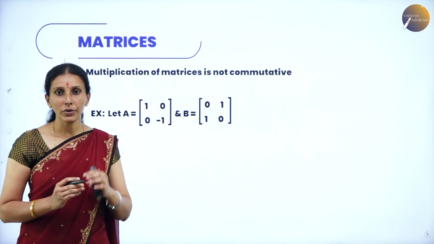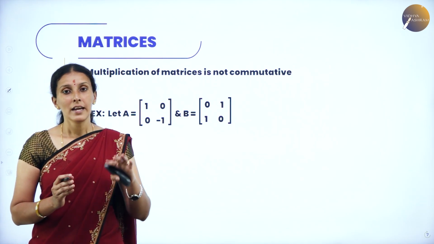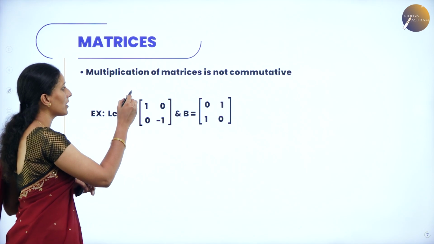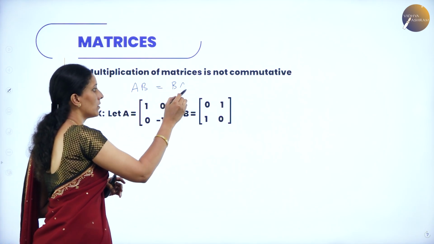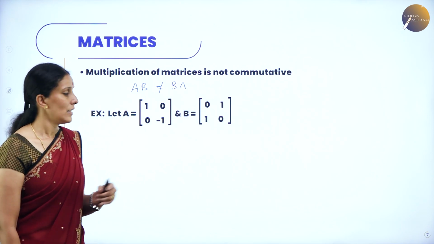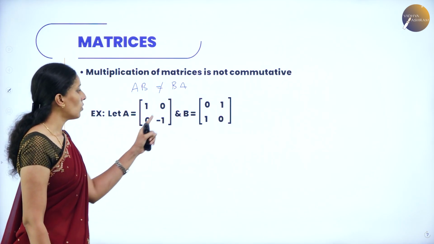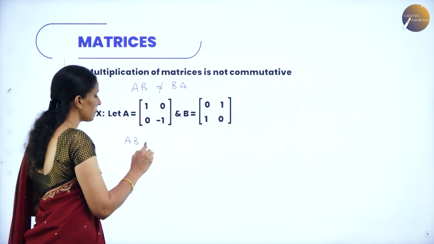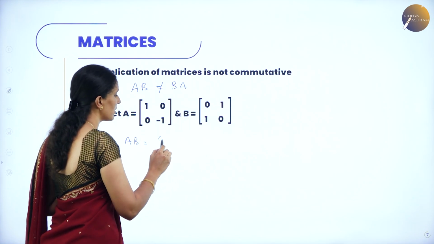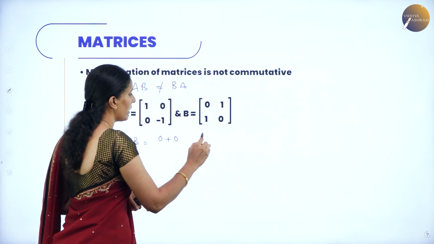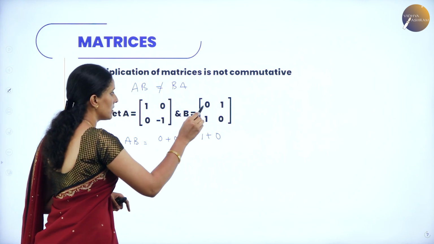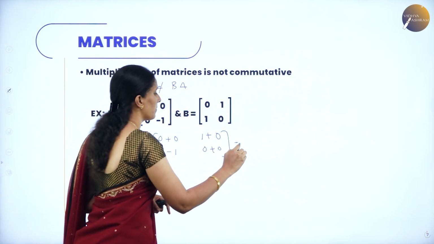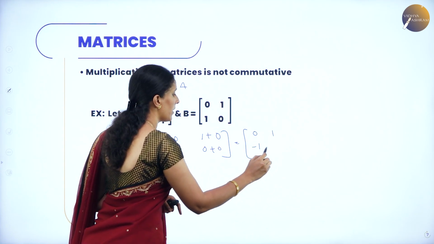So I already said AB can be defined for square matrices and BA can also be defined. But it is not necessary that the product AB is equal to BA. So this is not possible for all cases. Here I have taken an example of 2 cross 2 matrices, matrix A and matrix B. So let's find AB. First row into first column, 1 into 0 is 0, 0 into 1 is 0. Next, 1 into 1 is 1, 0 into 0 is 0, 0 into 0 is 0, minus 1. Next we get 0, 0. So this is AB. So what is AB now? 0 1, minus 1 0.